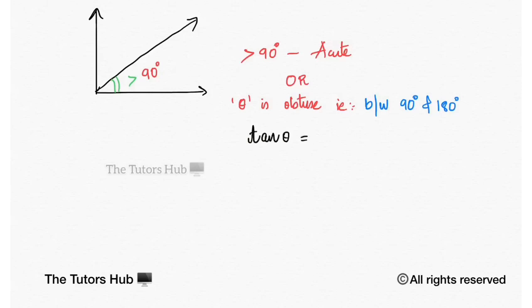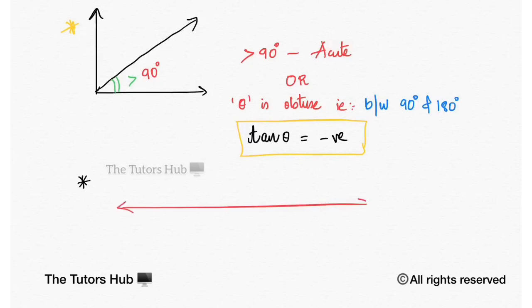So writing here, thinking about only one thing, that is, in these two cases, tan theta will always be negative. That's a very important thing you have to consider. In these two cases, that is, an acute line or an obtuse line, the value of tan theta will always be negative. That is one of the main things you have to consider here.